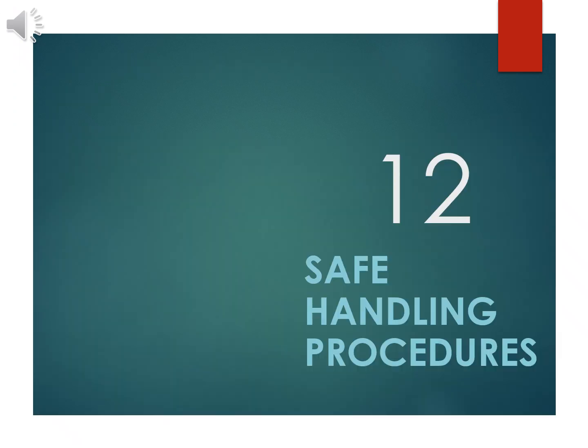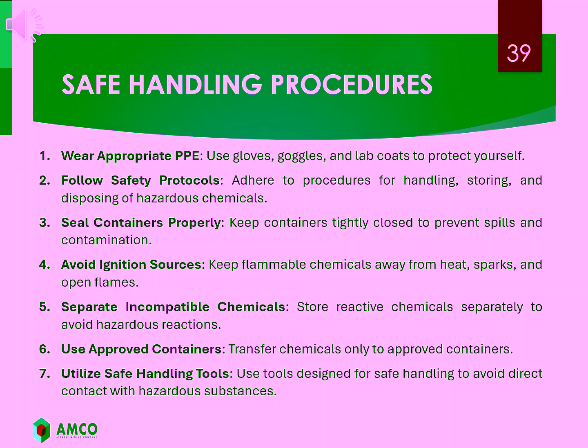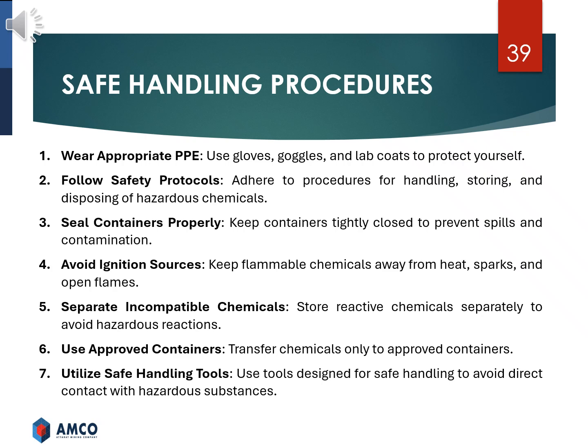Safe handling procedures. Wear appropriate PPE: use gloves, goggles, and lab coats to protect yourself. Follow safety protocols: adhere to procedures for handling, storing, and disposing of hazardous chemicals. Seal containers properly: keep containers tightly closed to prevent spills and contamination. Avoid ignition sources: keep flammable chemicals away from heat, sparks, and open flames.